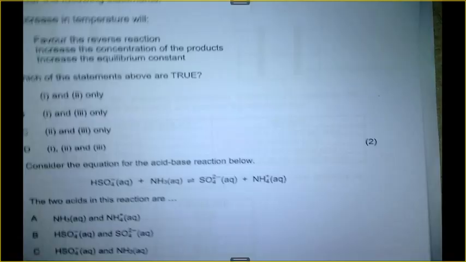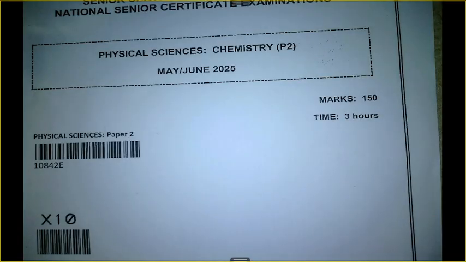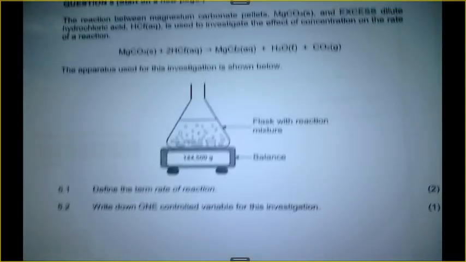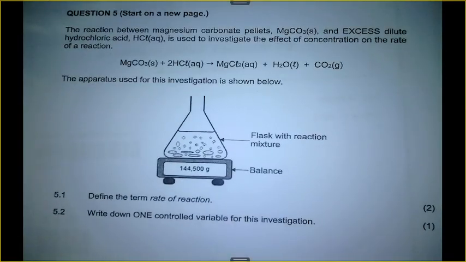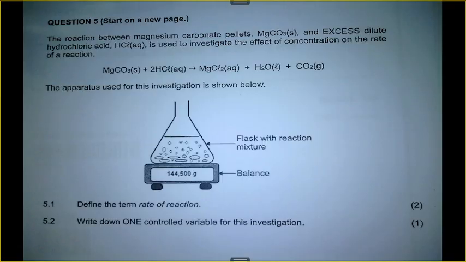Let's have a look at question number 5. Question number 5, rates of reaction. Really nice question to start off with. The stoichiometry in here is insane, but that's fine. You guys should realize that the stoichiometry is going to be tricky, but it's one of those.